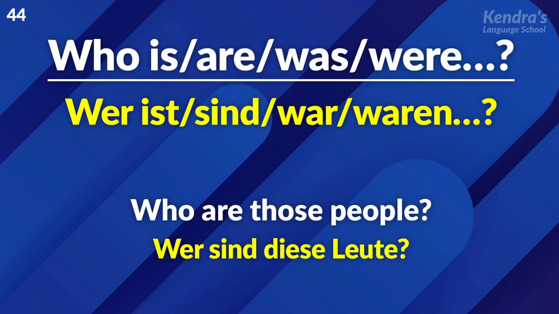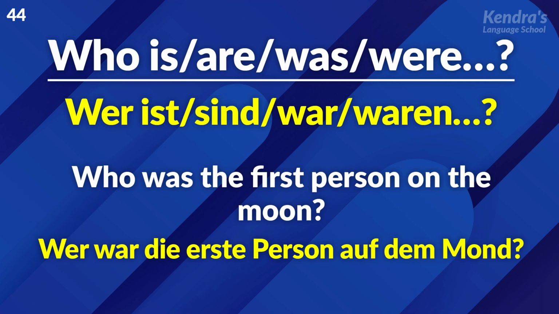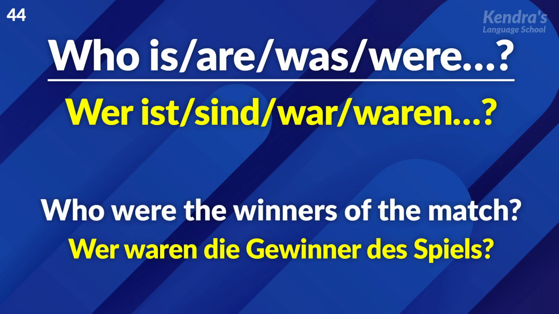Wer sind diese Leute? Who are those people? Wer war die erste Person auf dem Mond? Who was the first person on the moon? Wer waren die Gewinner des Spiels? Who were the winners of the match?